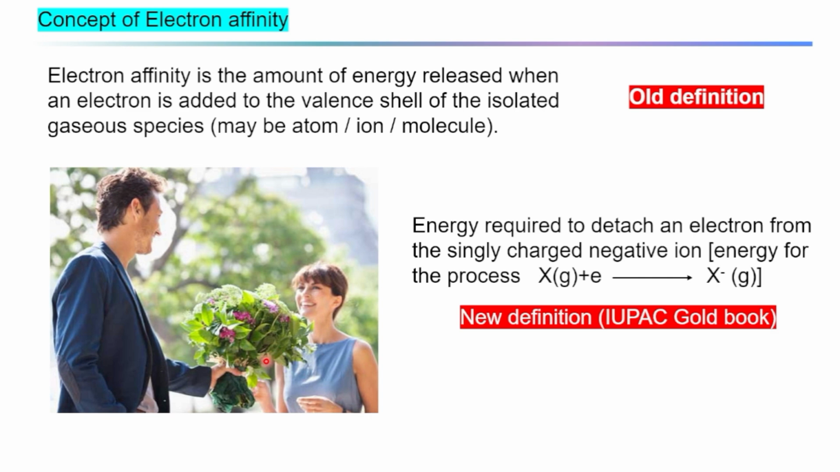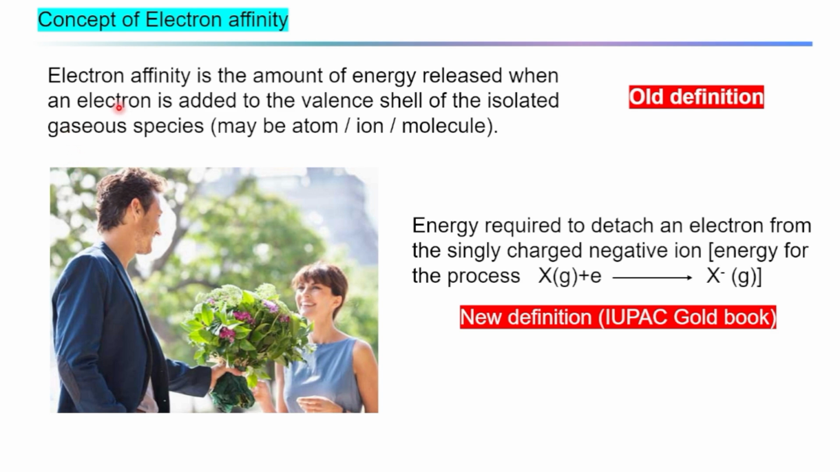If the woman likes him back, then she will accept it. She will say yes. But if she doesn't like him, then she will say no. So it's actually the decision of the woman, right? A similar thing happens in the atomic world, when you are trying to put an extra electron onto an atom. The atom may accept that electron, or it may be reluctant to take that electron, right?